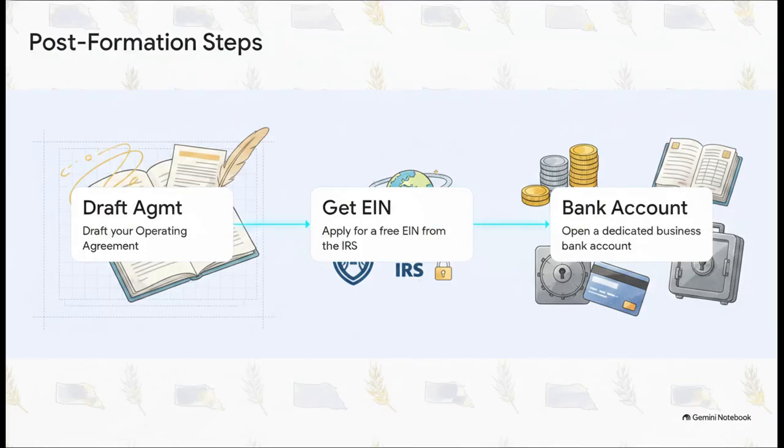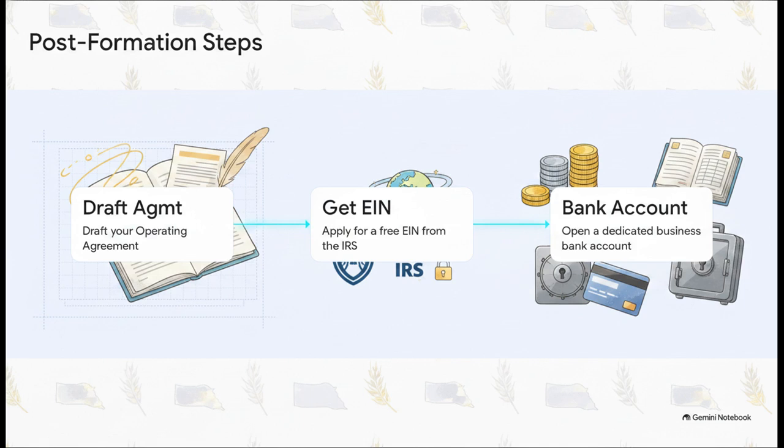Your exact sequential blueprint right after you form the LLC looks like this. Step 1. Draft that operating agreement we just talked about. Step 2. Head over to the IRS website and apply for an EIN, which stands for Employer Identification Number. Basically, an EIN is like a social security number for your business.